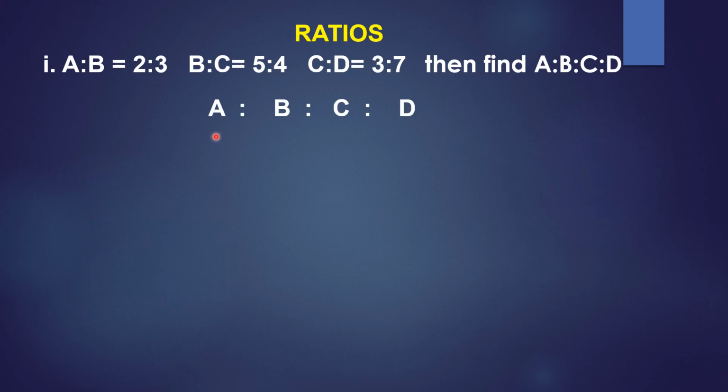First step, we will write A is to B is to C is to D, leaving some space in between. How much is A is to B? 2 is to 3. So under A we write 2, under B we will write 3. B is to C is 5 is to 4. Where is B here? So under B we will write 5, under C 4. Now next C is to D. Under C we will write 3 and under D we will write 7.